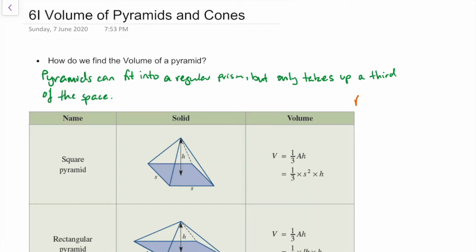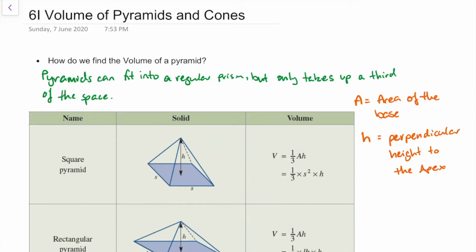So A is the area of the base of the pyramid, and H is our perpendicular height of the pyramid to the apex, or to the point at the top. Those are the bits that we need to understand.